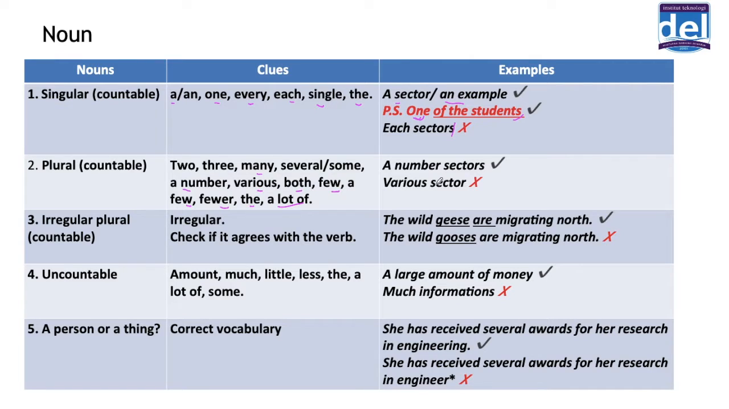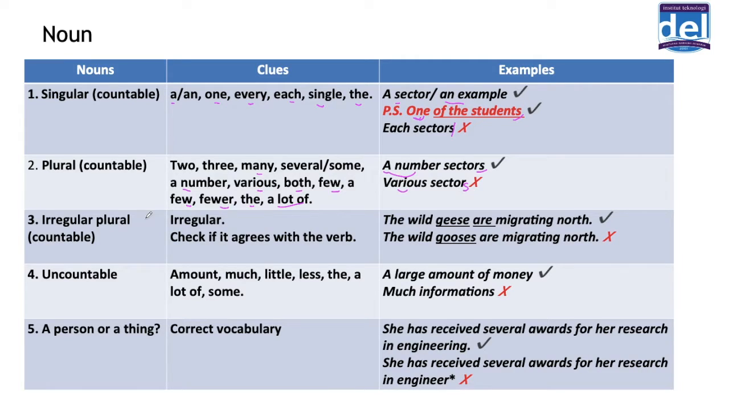If you see in a sentence a number sectors, then this noun is correct. This is plural. If you see a number sector, then it is wrong. Take a look at the second example, various sector. This is wrong because various must be followed by a plural noun. So it's supposed to be various sectors.